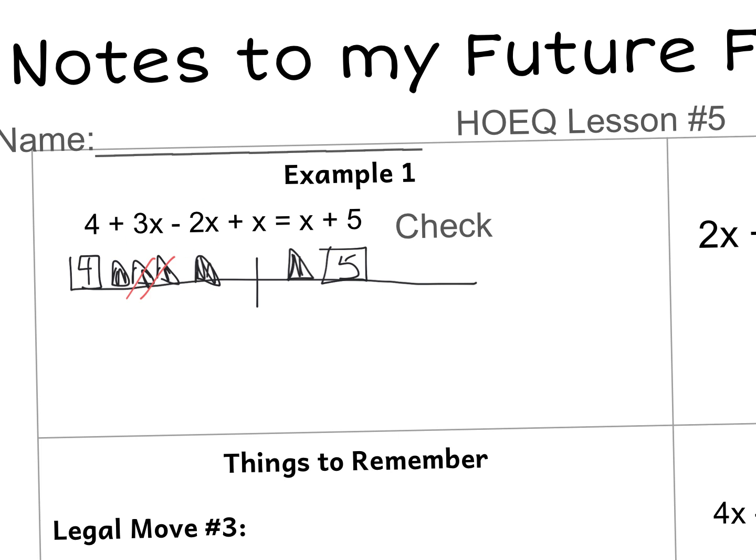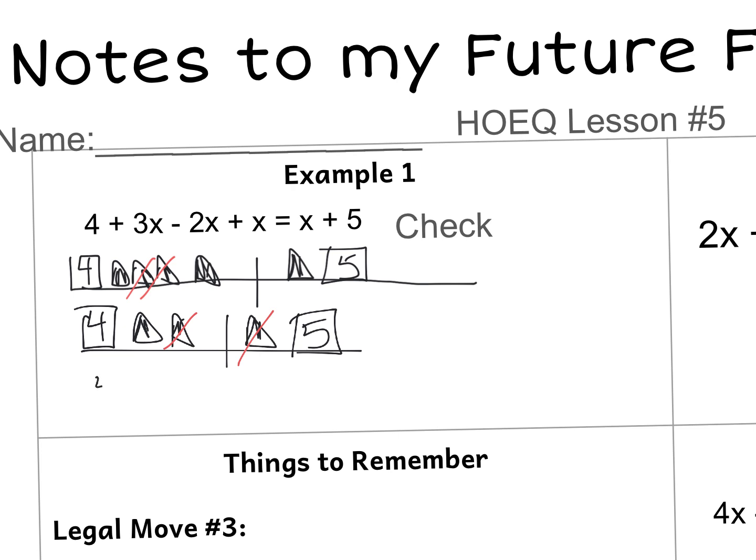I'm going to rewrite what we have just so we can look at the balanced equation simplified. So I still have that 4 block, and then I'm left with 2 triangles on the left side, and on the right side I have a triangle and 5. And now what I'm basically going to look at is using my legal moves. One of the legal moves that we talked about was removing the same number of triangles from both sides. So I'm going to take away 1 triangle from both sides. So now I have 4 and a triangle is balanced with 5.